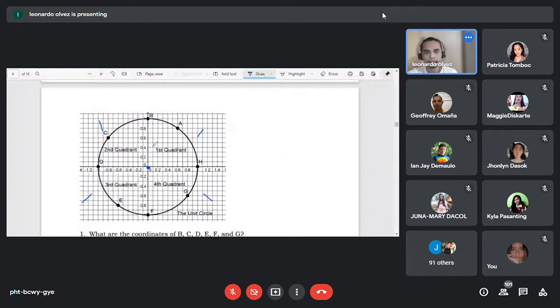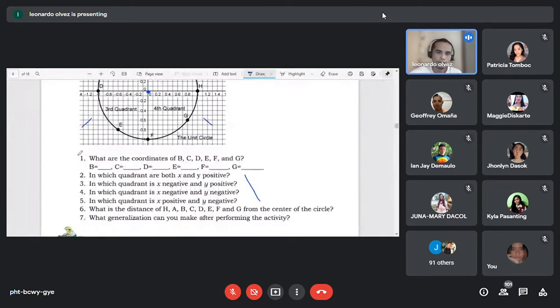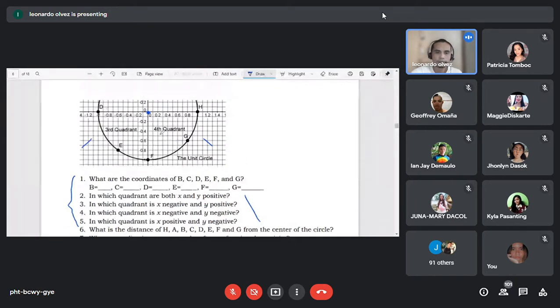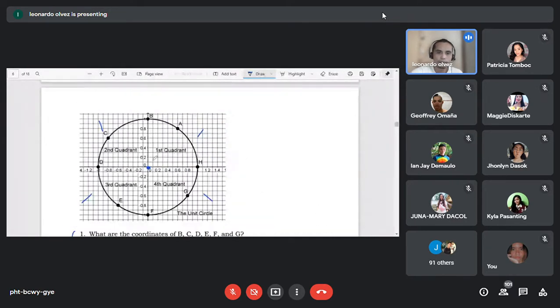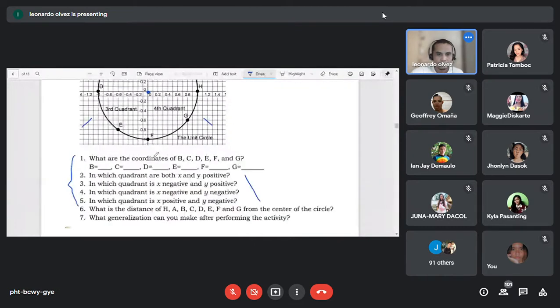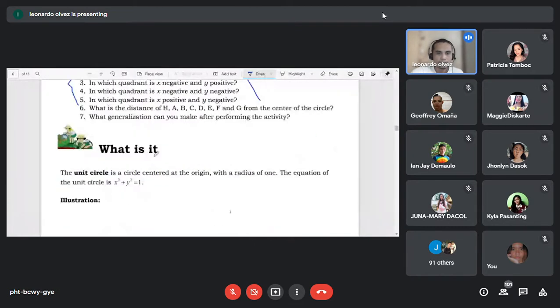So from your answers to questions 1 to 6, of course, maybe you can somehow make a generalization from these illustrations above. So once again, the unit circle: the center is at the origin, the radius is equal to 1. So that is its general standard form.